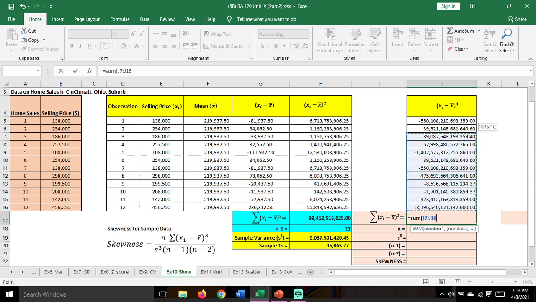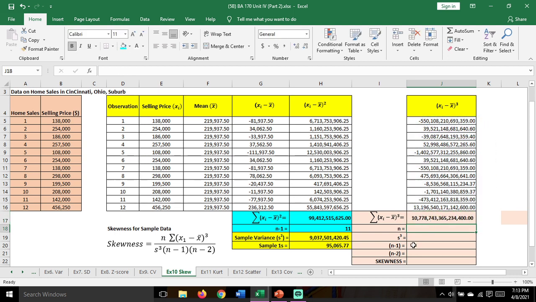And then we get the summation. And then n, we have 12. Our standard deviation is 95,000, so I'll just copy. And then n minus 1, we have 11. And then we have 10. Then all we need to do is to get our skewness.